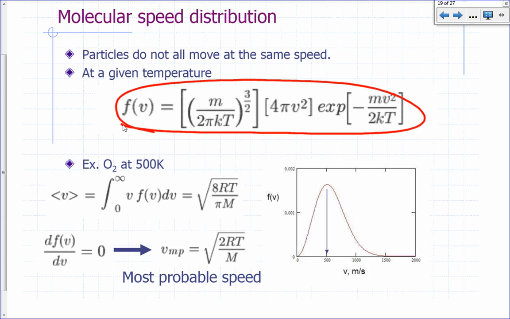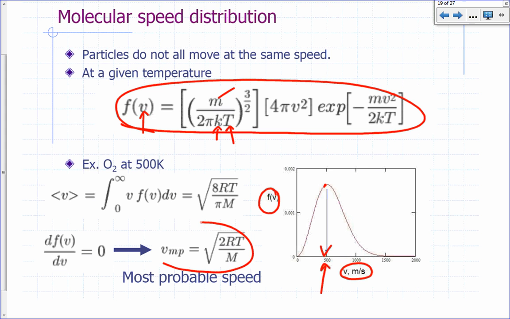You'll notice this F is a function of speed, this is mass over 2 pi, Boltzmann's constant, and there's temperature right here. If you plot F versus speed, this is the graph that you see. The peak in this function, the speed where this function is at a maximum, is what you would call your most probable speed.